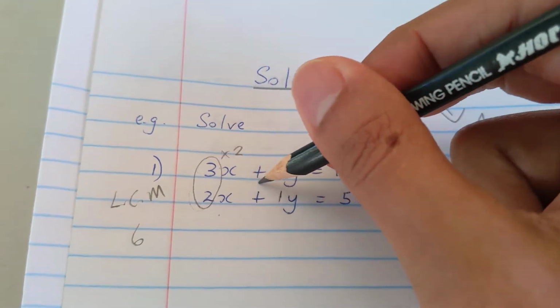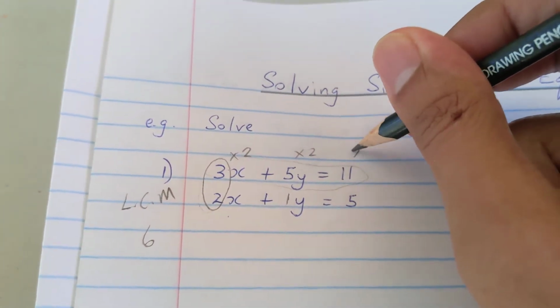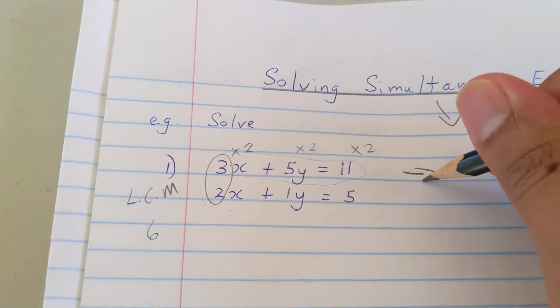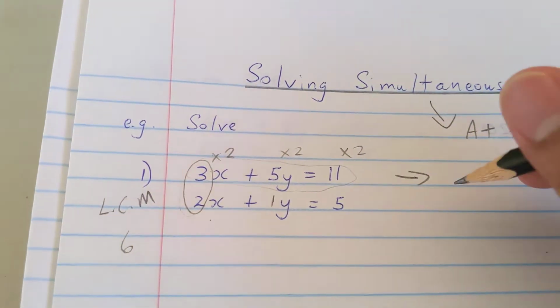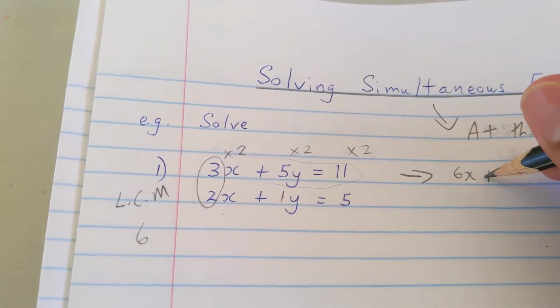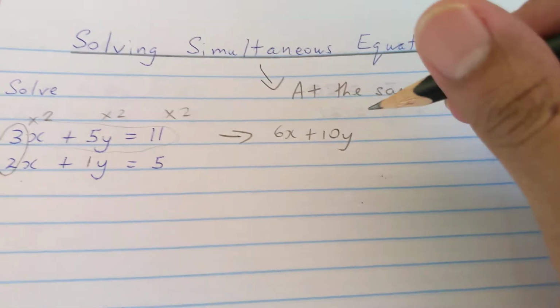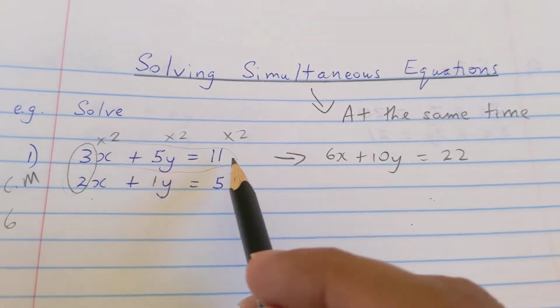But since all of this belongs together, that's the first equation, I have to treat all of them the same way. So all of them are going to get that same treatment, even though I really want the x alone to turn to 6. So 3 by 2 is going to give 6x. Everybody has to get the same treatment. 5 by 2, 10y. And 11 by 2, 22.